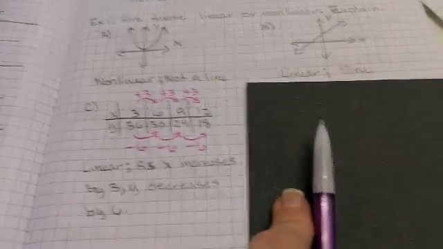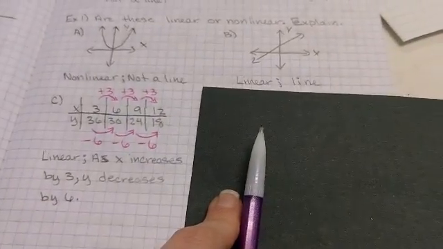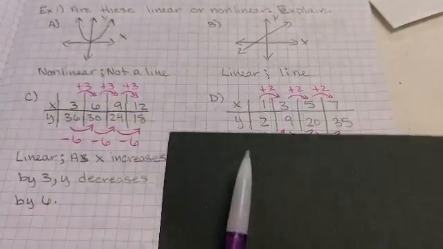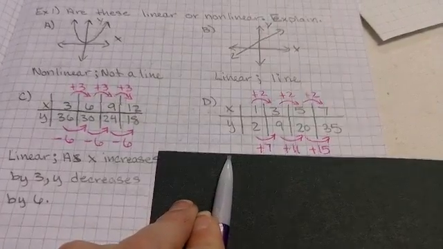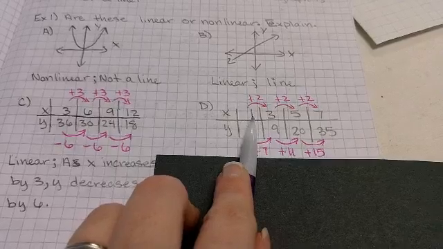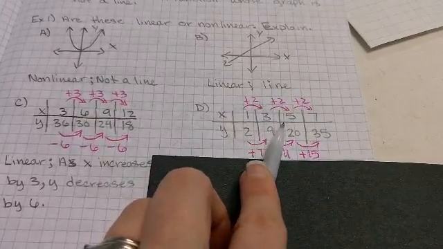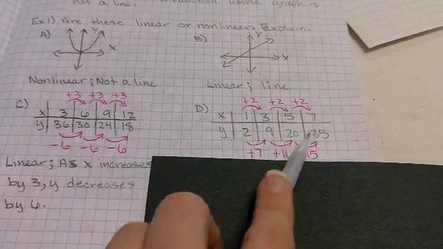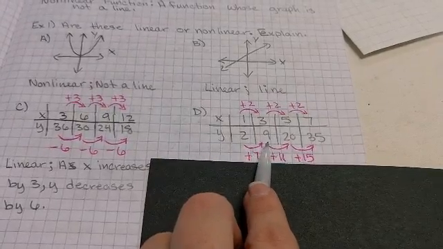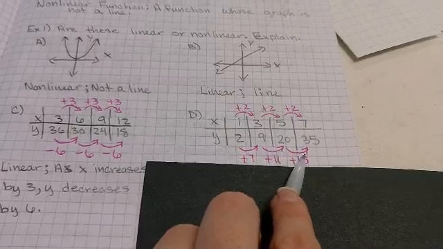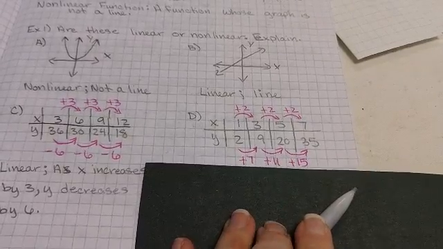So we have one more that we're going to look at and determine if it is linear or nonlinear. So we have part D. X is on the top, so we have 1, 3, 5, and 7. And then we have 2, 9, 20, and 35 for our y values.